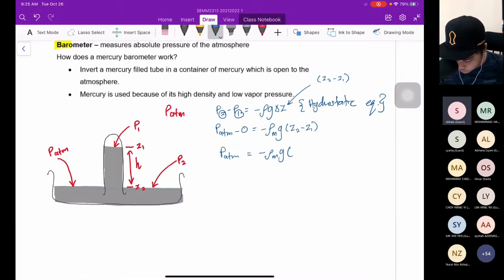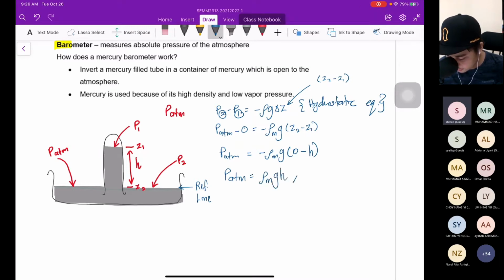Where is Z2? Z2 is here. Let's say this is our point of reference. We need to identify our reference line. When it is the reference line, it becomes 0. So Z2 minus Z1 equals 0 minus Z1, which is H. The negatives cancel, and PATM equals rho mercury gravity H. That's it. Very simple, right?